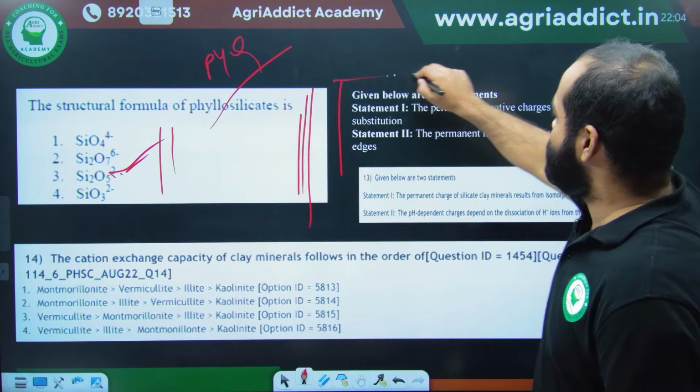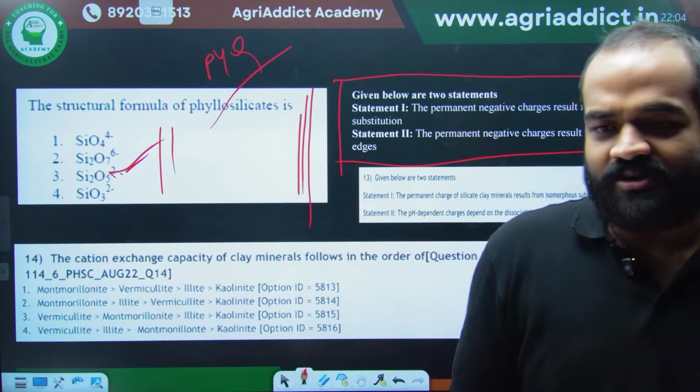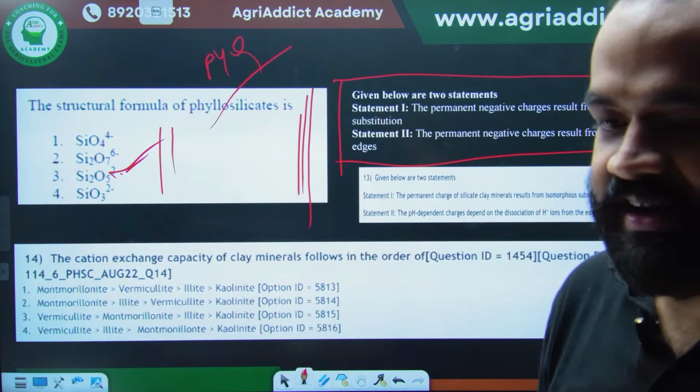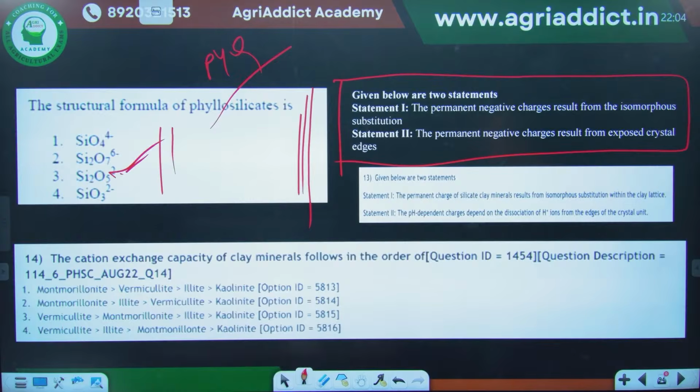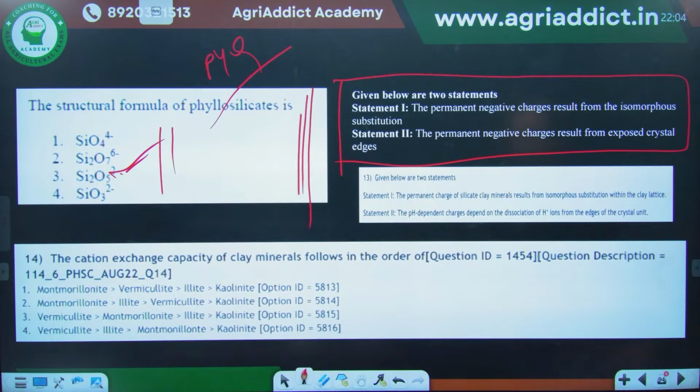Now we will go to this question. In this question I have not given the options because jagah nahi tha. So you just write kaun sa true hai, kaun sa false. You can write it like TF, or you can write 1 true, 2 false, like that. Whatever you like, but write.